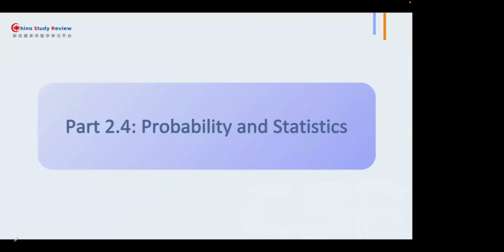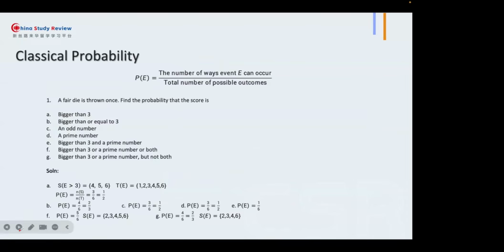Okay, the last part is probability and statistics. In this part, what you first need to learn is sets, all right? So you have to get familiar with sets first, and then you have to know the definition of classical probability. It's actually the number of ways events can occur over the total number of possible outcomes. And typical questions like try to throw a die, try to use poker cards, and try to take some balls from your bag, right?